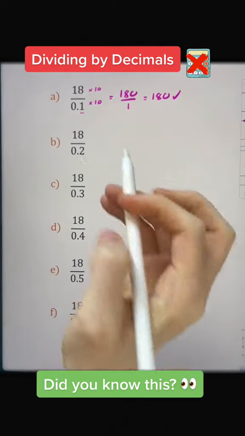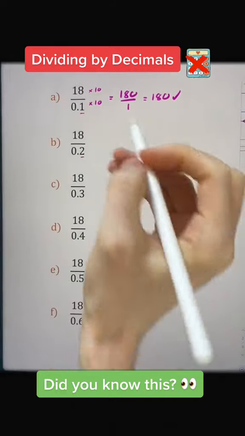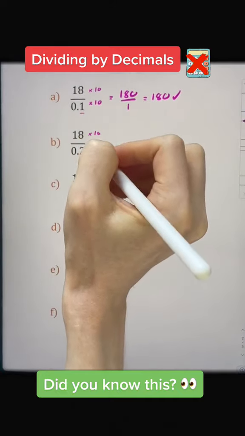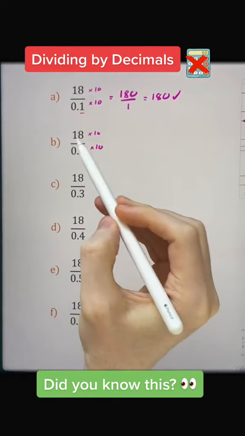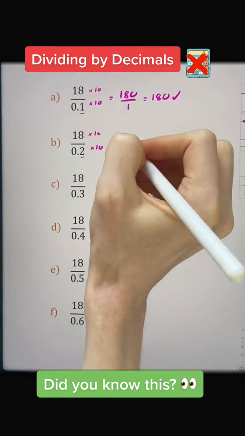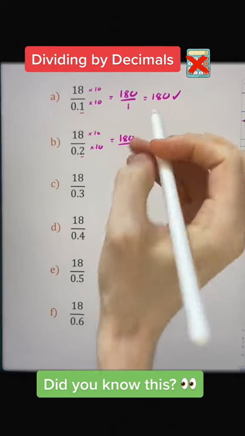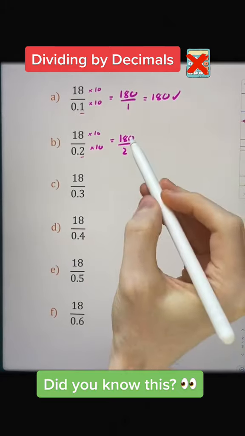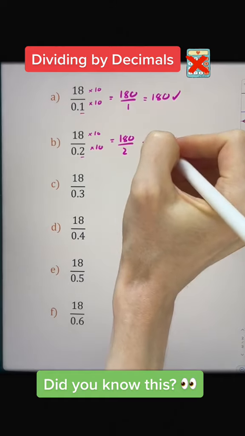For part B, again as we've got one digit after the decimal, I can simply multiply the top and bottom of my fraction by 10 to keep it equivalent. 18 times 10 will give us 180 on the top, and the bottom 0.2 times 10 will give us 2, and 180 divided by 2 is simply 90.